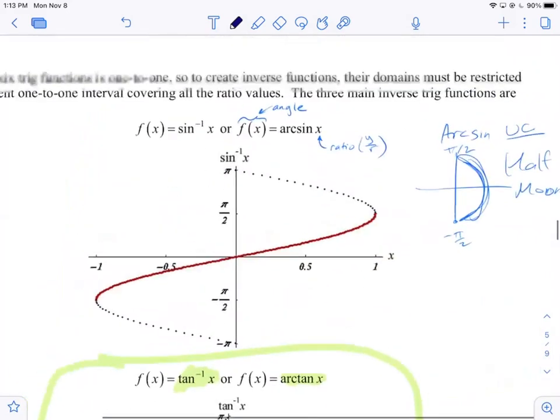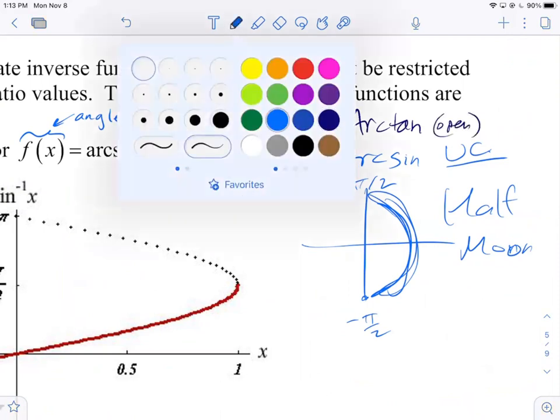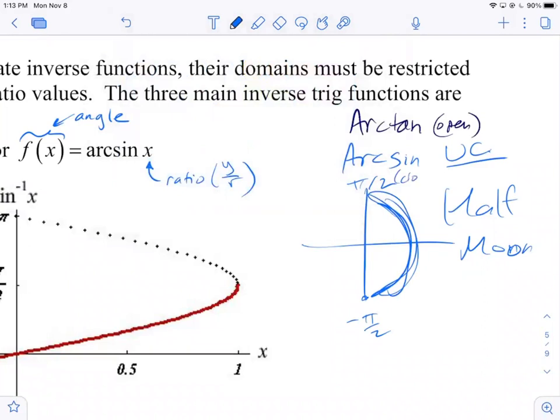I can mention that right here. Arc sine and arc tangent are kind of the same. The only difference is arc sine includes the endpoints and arc tangent does not. That's really the only difference. Arc tangent has it open, and arc sine has closed endpoints.